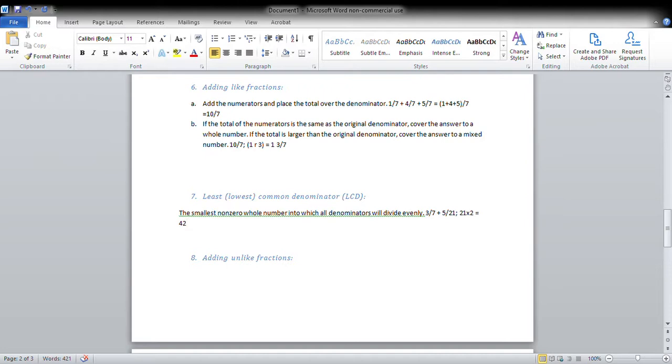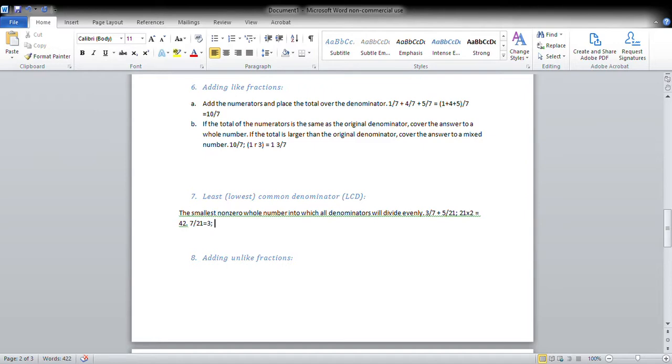And if you do that, then you know that you still have to come back and say that 42 divided by 21 equals 3, which means that 21 is the lowest common denominator.